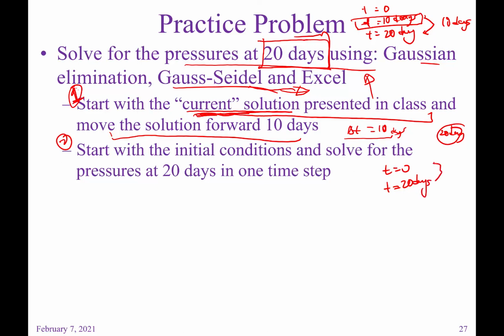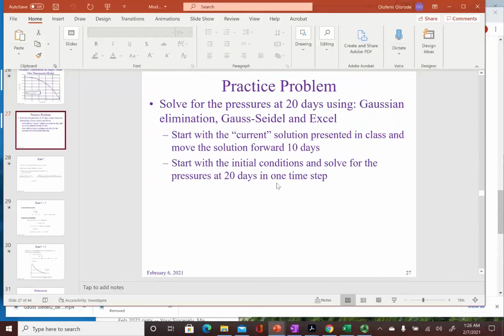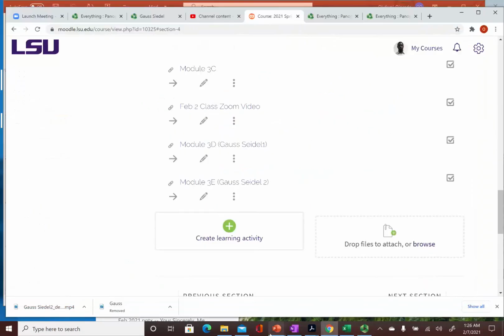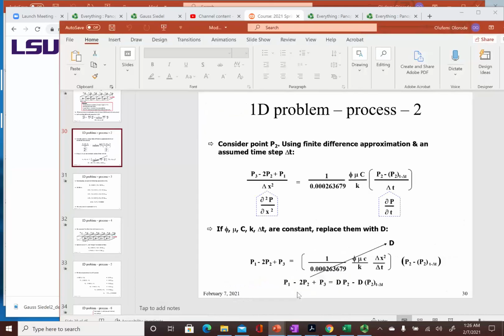So delta t is what? So delta t is 20 days. And you just repeat the calculations we did before using the two methods, Gaussian elimination, Gauss-Seidel. And just to put it in perspective, I'm going to open up the slide for module 2. So this is where the equation was, right?